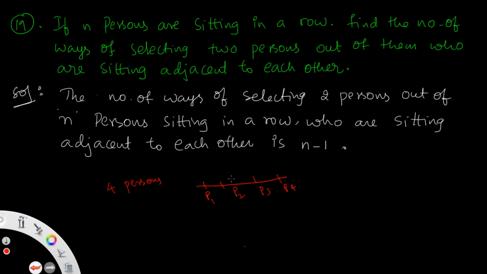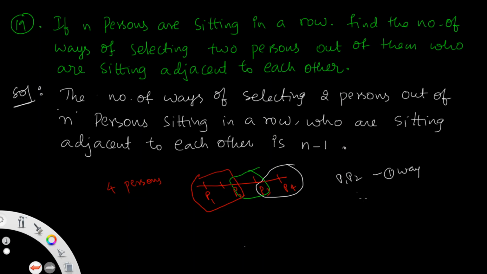Adjacent means, suppose let us take P1 and P2 as one way. Another way may be P2 and P3. And another way is P3 and P4. If it is P1 and P2, that is one way.